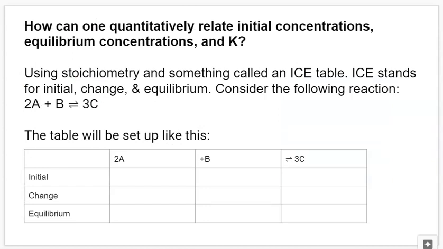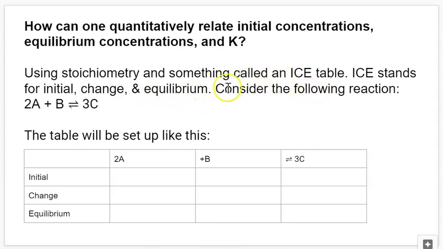So earlier we related the equilibrium constant and the reaction quotient to the equilibrium concentrations, but we're not always going to know what the equilibrium concentrations are. So how can one quantitatively relate initial concentrations, equilibrium concentrations, and K? Well, we can do so using stoichiometry and something called an ICE table. And this stands for initial, change, and equilibrium. And these are really similar to BCA tables if you've ever done that as a way to help learn stoichiometry.